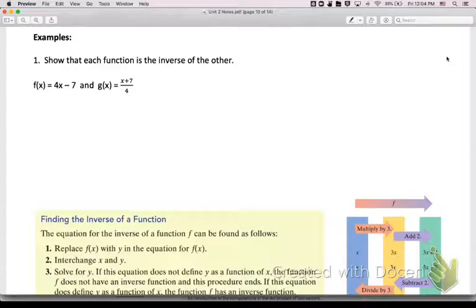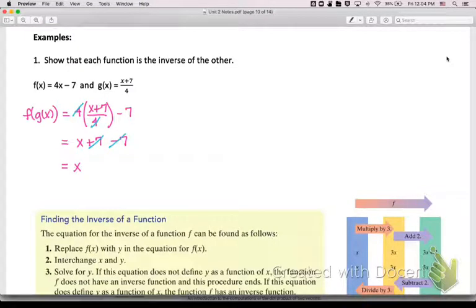So the first thing we need to do is meet our first two conditions. So we need to start by looking at f of g of x. So that's going to be 4 times x plus 7 over 4, minus 7. Well, these 4's are going to cancel out. So now we have x plus 7 left, and then we have minus 7. The 7's zero out, and so we get x.